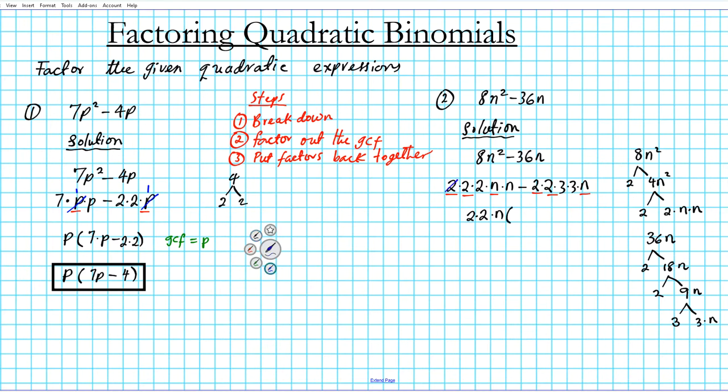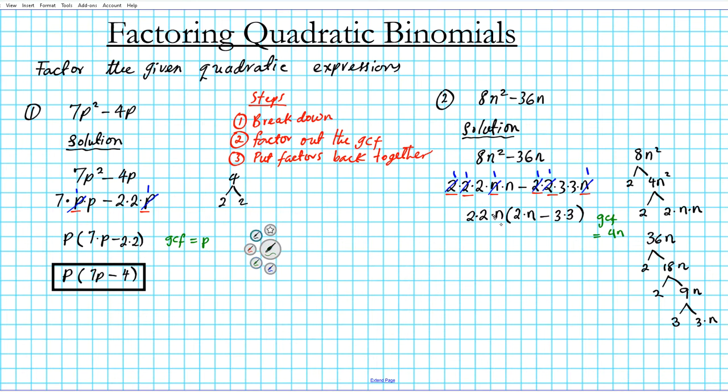The first 2's, bam, those come out as a pair. Remember, a pair counts as 1, right? And then these 2 2's, this pair counts as 1, comes out. And then n and n comes out as 1. All right, so what's left? We're left with 2 times n minus 3 times 3. Like that. And just a side note, the GCF is the number that we pulled out, which is 2 times 2 times n, 4n.